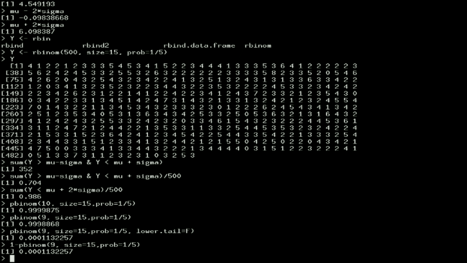And so this, I hope, has given you a little bit of an insight into the kind of capabilities that R has for making these calculations with the binomial family.